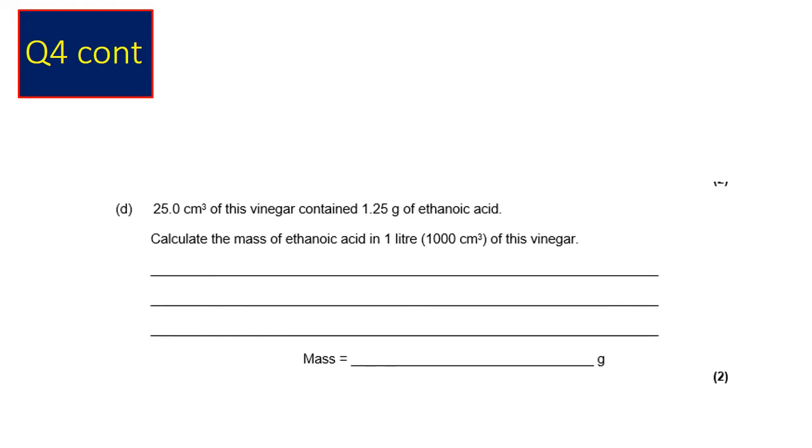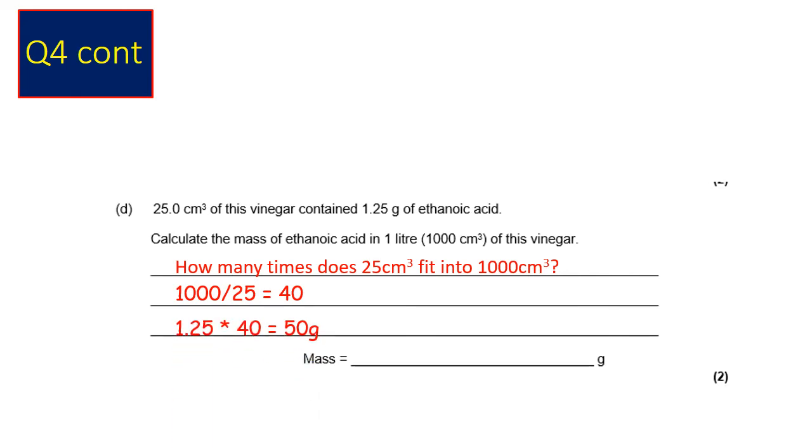We're then asked to calculate the mass of ethanoic acid in 1 litre of vinegar. So we've got to think, how many times does 25 centimetre cubed fit into 1 litre, or 1000 centimetre cubed? So 1000 divided by 25 equals 40. So then we go, okay, 1.25 times 40, that gives us 50 grams.